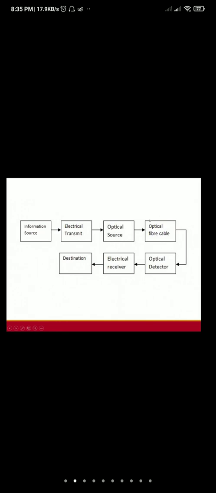Then we have the optical fiber cable, siya na yung magke-carry. Na sa dulo, meron siyang optical detector. Okay, then we have an electrical receiver. Yung detector, ide-determine niya the information. Tapos, ilalagay niya doon sa electrical receiver kung saan yung optical data i-convert na into electrical signal para it can be understood by yung destination or receiver.